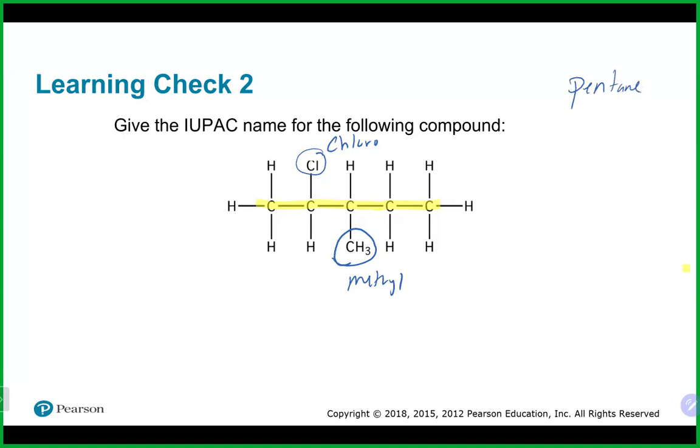And now we have our choice of numbering. We could go 1, 2, 3, 4, and 5, or we could go 1, 2, 3, 4, and 5 from the other side. Should we go left to right or right to left? This way here is going to give our groups a smaller set of numbers. We would go alphabetical. So it's going to be a 2-chloro. This would be a 3-methyl. So chloro first: 2-chloro, 3-methylpentane. 2-chloro-3-methylpentane. Any questions on that? No. Okay.